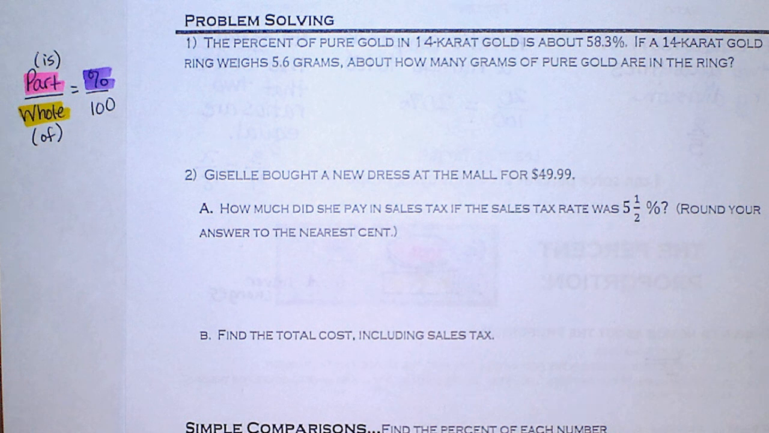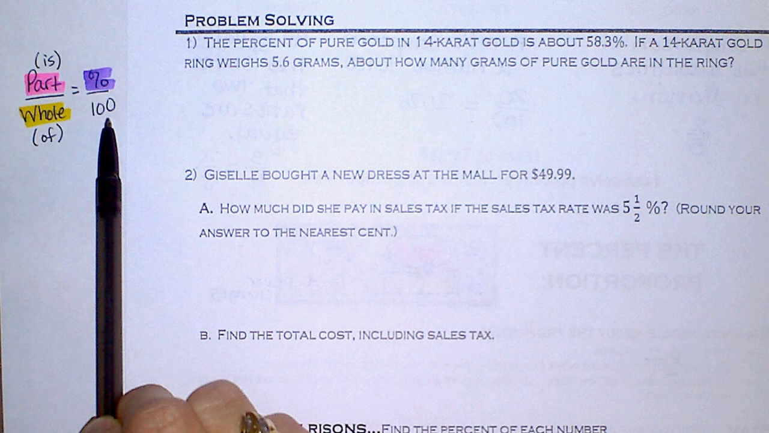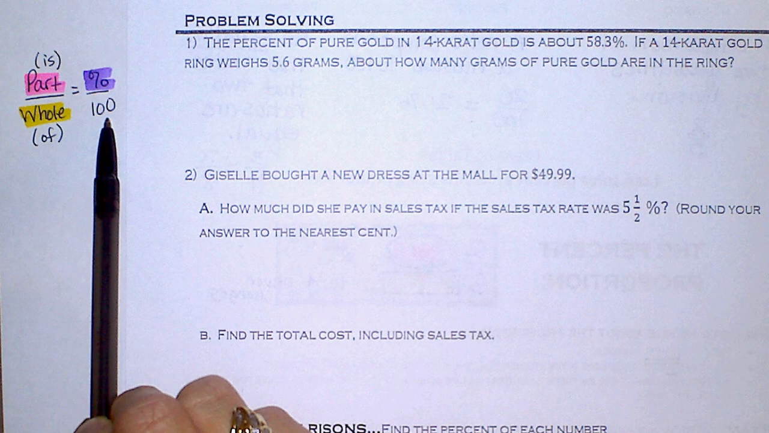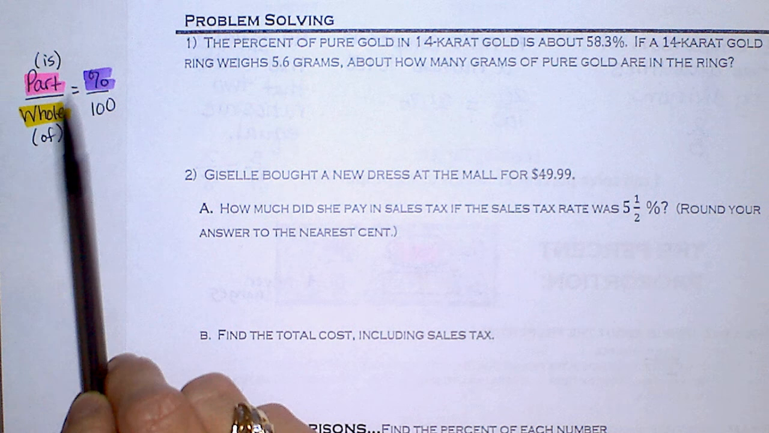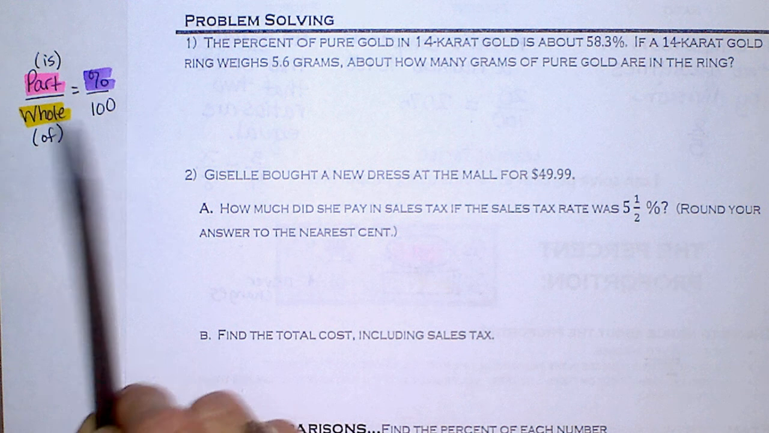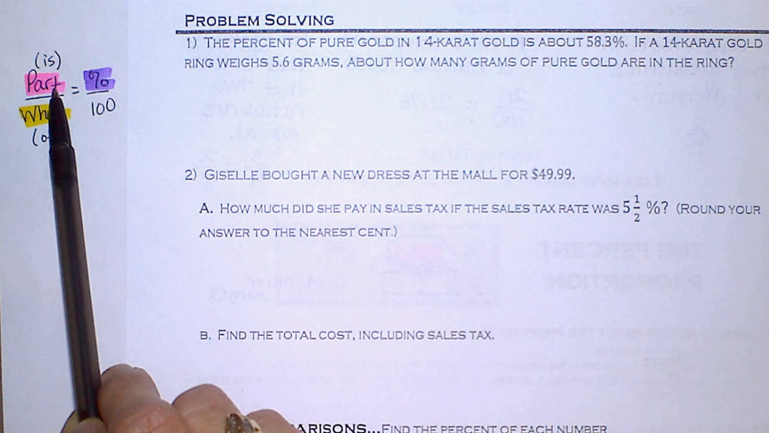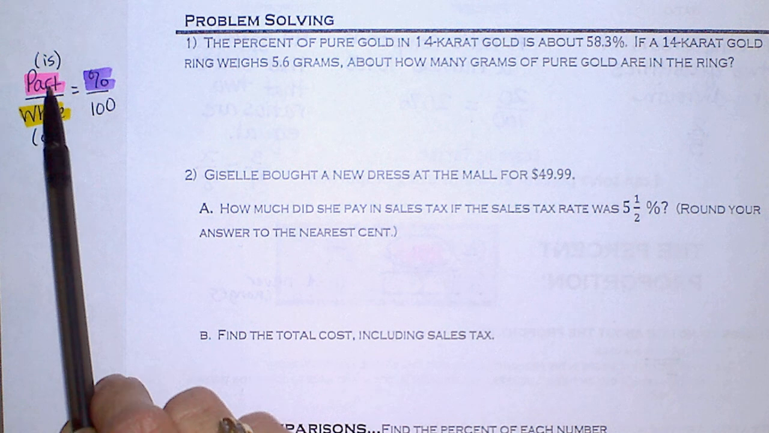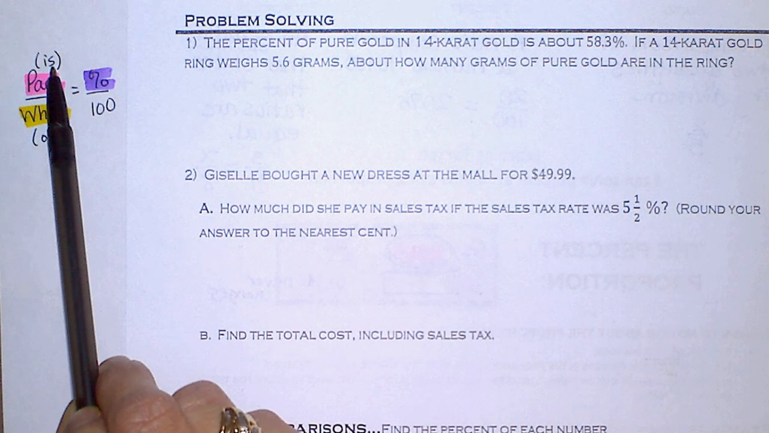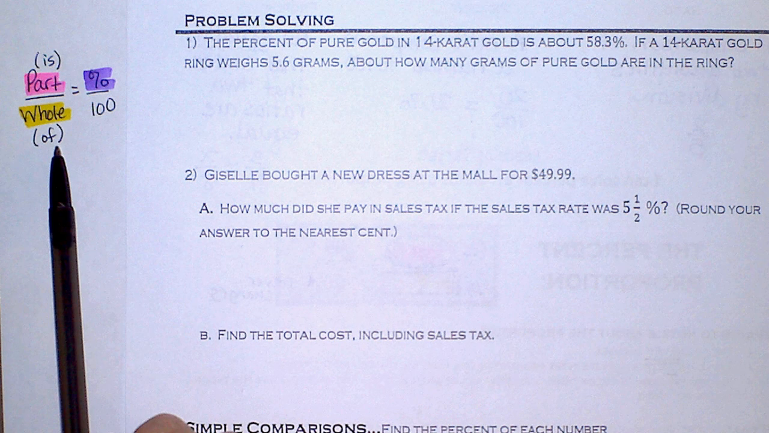Now let's try some problem solving. So again, what I did is I rewrote the setup of our solving percent problems using a proportion. So remember, part over whole equals percent over 100, and I've been using these three highlighter colors. And just a quick review, whenever you're reading some word problems, the part sometimes is linked to the word "is," and whole is often found around the word "of."